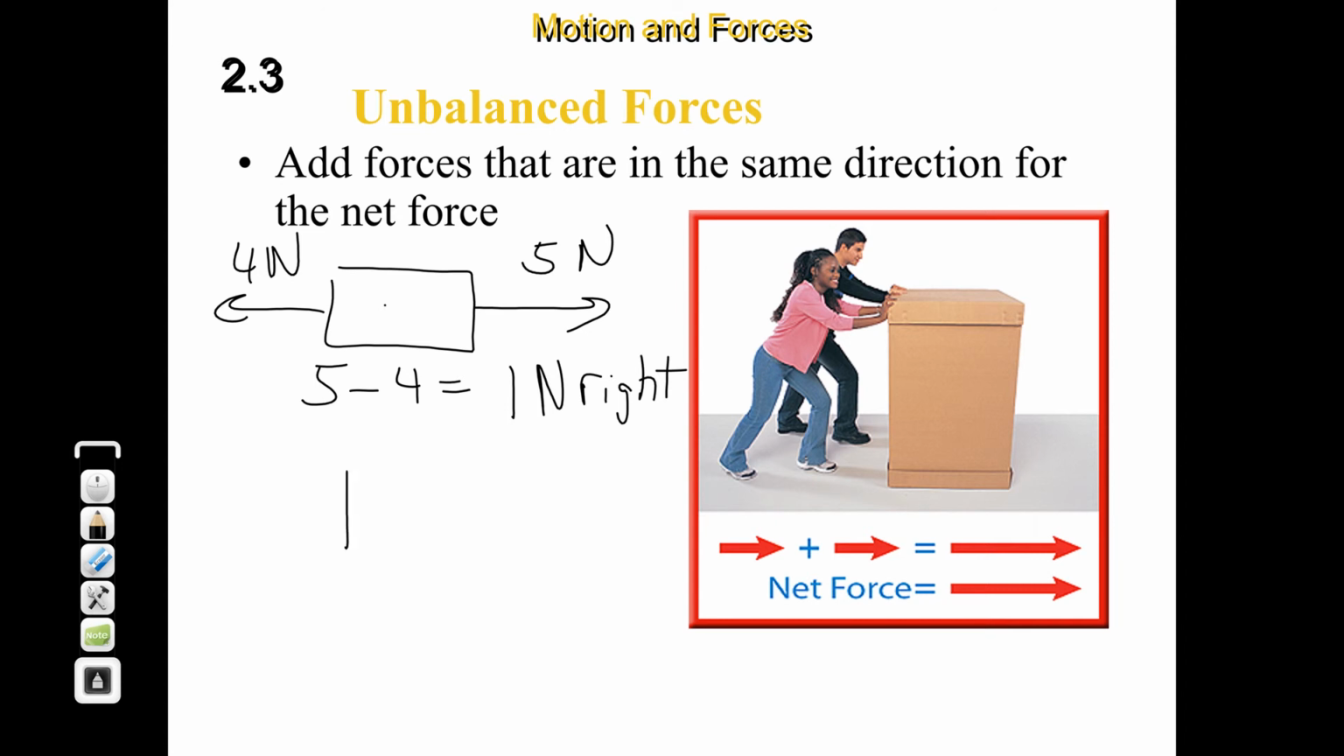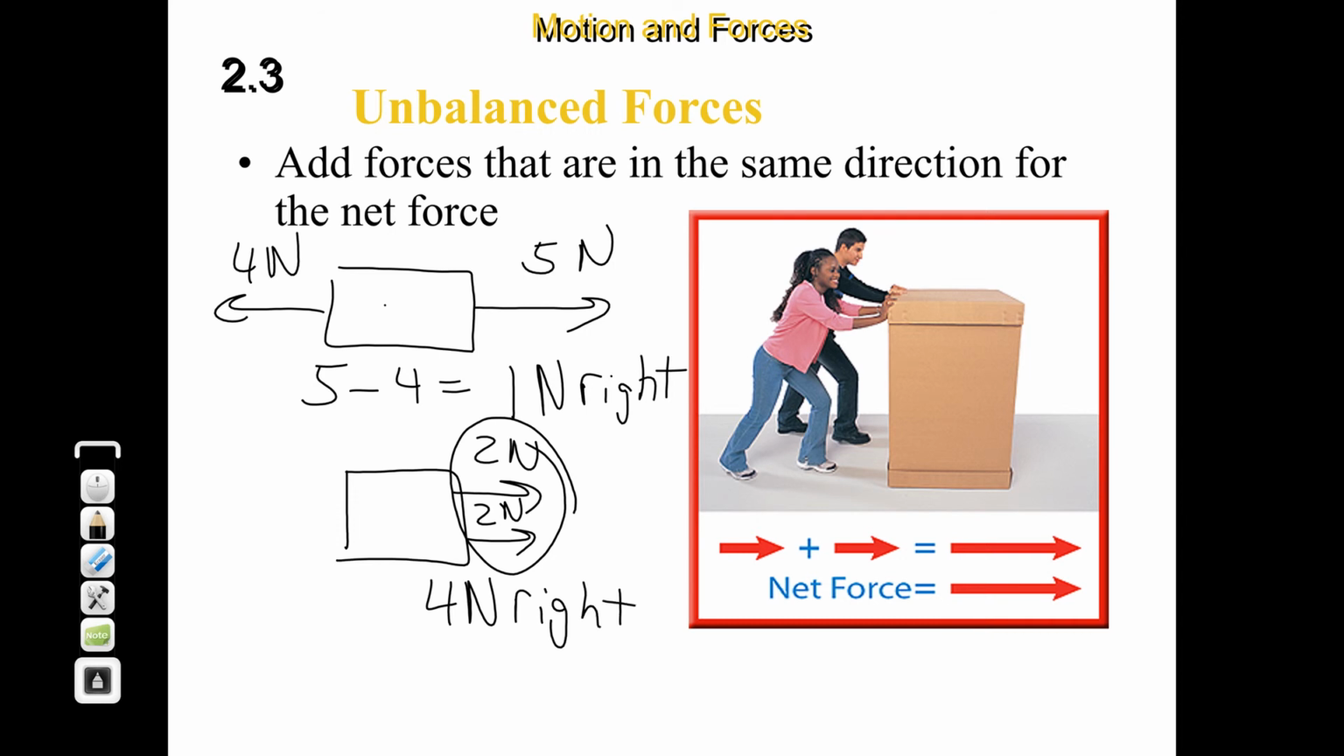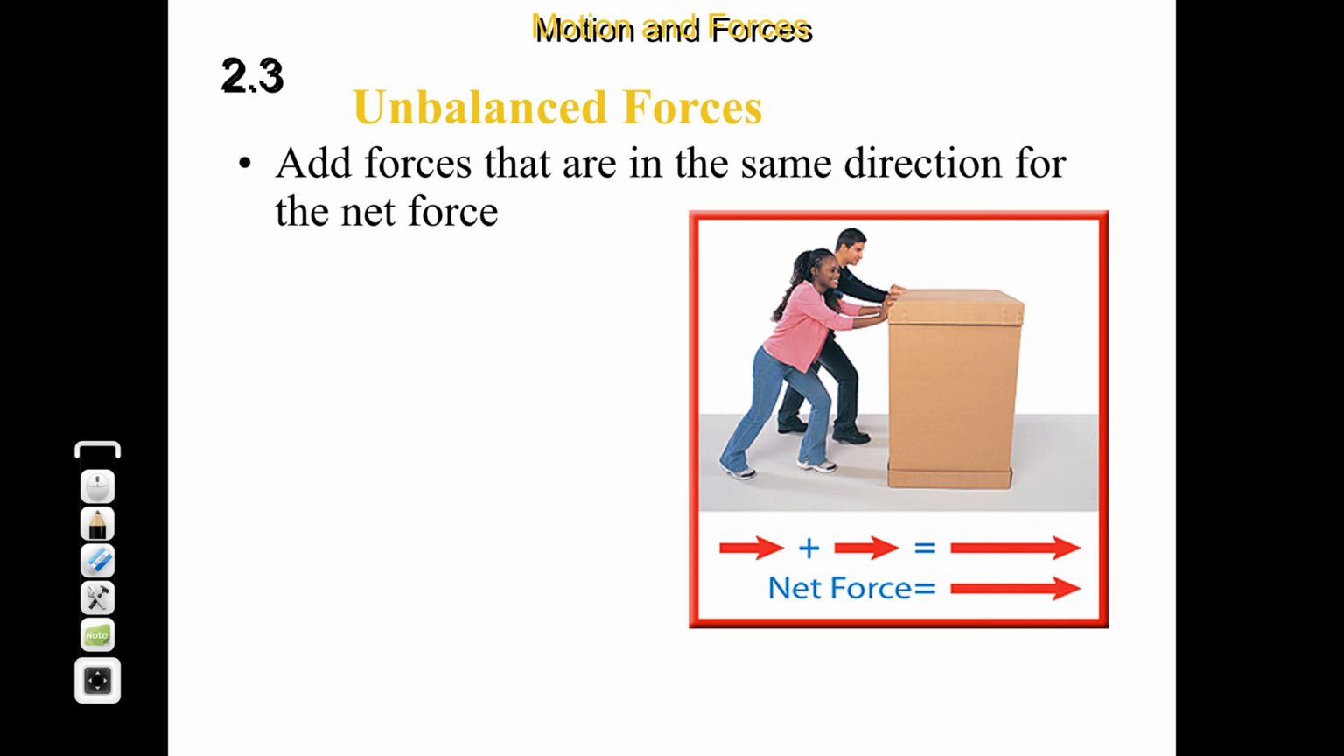If I have two forces going in the same direction, 2 newtons and 2 newtons, what am I going to do with these? I'm going to add them up. So what does the box feel? It feels 4 newtons to the right. So the idea is if they're working together, we add them up. If they're working against each other, we subtract them, and that's it. Then identify which way it is going. So that's your very basic introduction to forces itself.